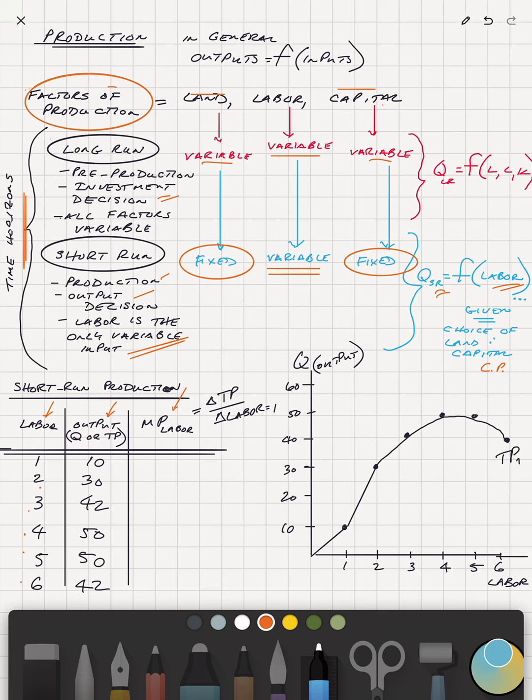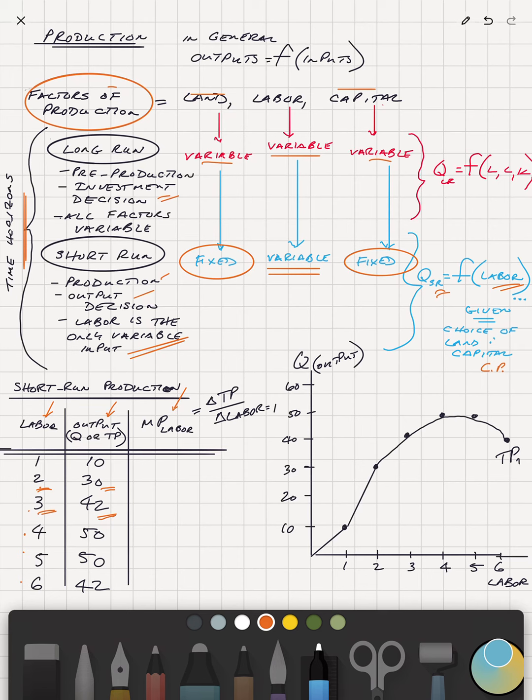The output that I get from the first worker is equal to 10 units. The output I get, listen to the way I say this, from two workers is equal to 30 units. The total product or total output that I can get with two workers is 30 units. Likewise, if I have three workers, I can get 42 units. Now, the marginal product, this is what we're very interested in as economists because we want to look at the rate of change.